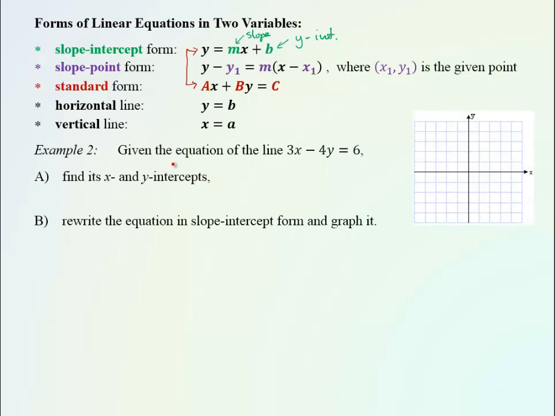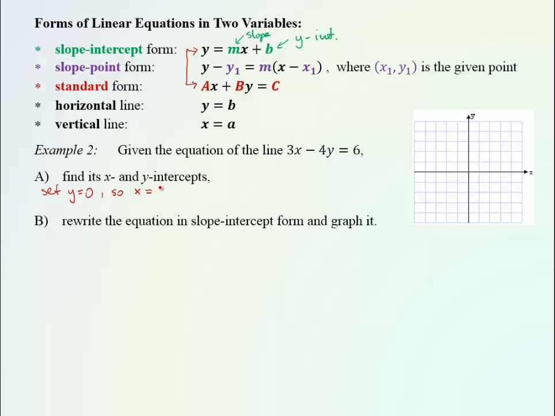And here we have another example. Given this particular equation, find its x and y intercepts. Well, how do we find the x-intercept? We set y to 0 and then calculate what's the remaining x. So if y is 0, this term will disappear and it's easy to solve the remaining equation in your mind. So x would be equal to 6 divided by 3, which is 2.